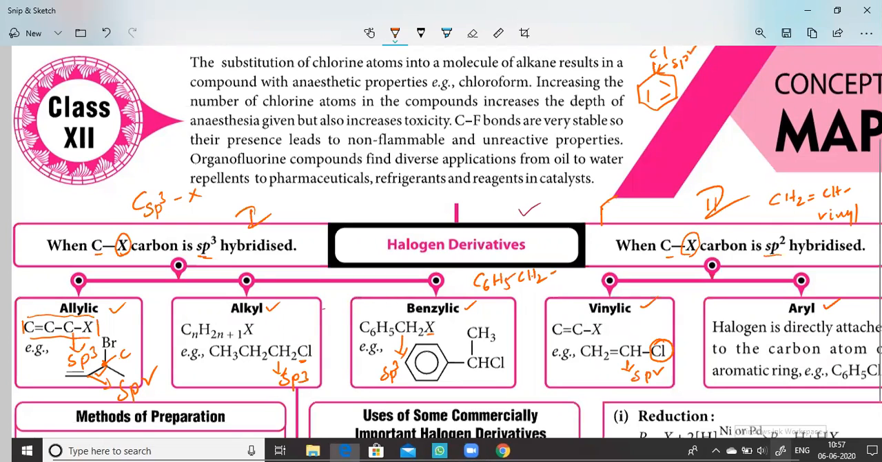Right. Okay, so this is the classification of the halogen derivatives. Halogen derivatives are broadly classified into two types. One is the sp3 hybridized carbon halogen bond. The other is the sp2 hybridized carbon halogen bond. Under the sp3 hybridized carbon halogen bond, it is further classified into three types: allylic, alkyl, and benzylic. And coming to halogen attached to an sp2 hybridized carbon, it is again classified into two types, vinylic as well as aryl. Okay, so this is the classification of the halogen derivatives. Next, let us go for the next screen share.